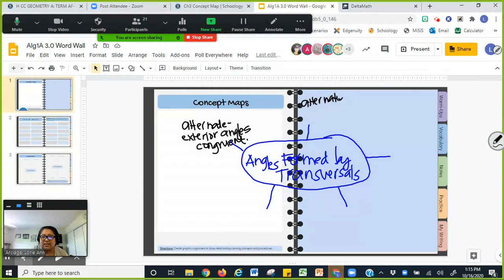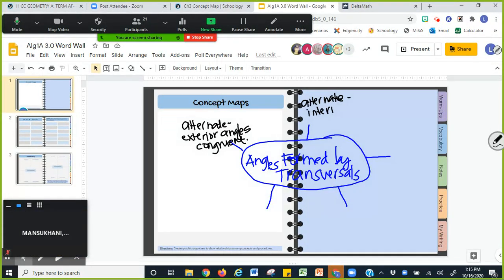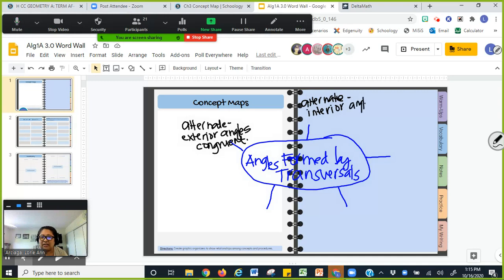Did you say interior, Mishka? Yes. Okay. So alternate interior angles. All right. Now, how are alternate interior angles related, my dear? Were they supplementary? Were they congruent? What do you remember? I think they're all congruent. They're all congruent. All right. Awesome. So alternate interior angles are congruent.